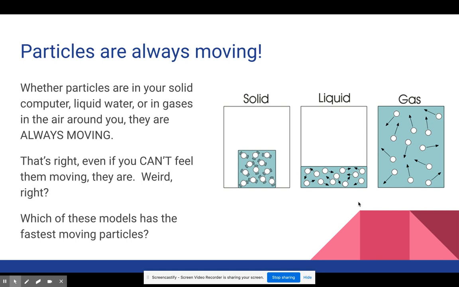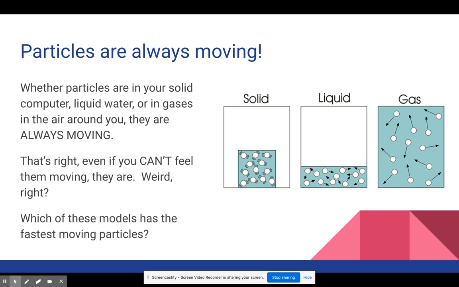Something else you should know is that particles are always moving. Whether you're talking about solid particles that are in your computer, liquid particles in your water, or gas particles in the air around you, they're always moving. And that's kind of a weird idea because we don't necessarily feel the things moving around us. It's because the particles are so small that we don't sense their movement.